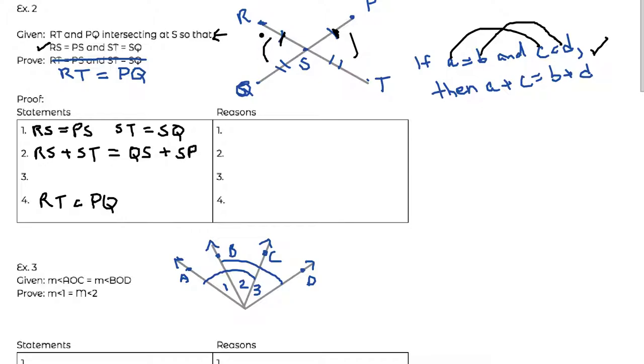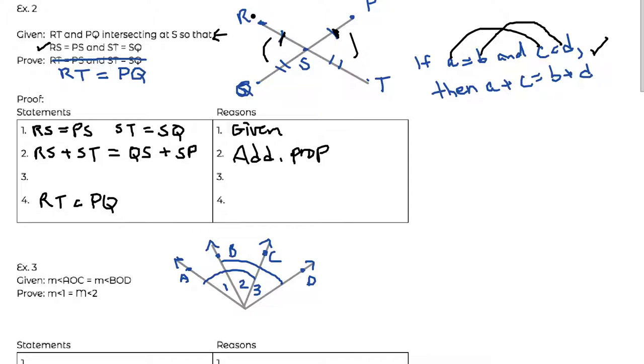Hopefully I did that in the right order: RS, TS, and QS, SP. And these letters can be interchanged. You could say PS, SP. Oops, I didn't write my reasons. Okay, that was given. And this is the addition property. All right, we just have really one more step to get in and two more reasons.